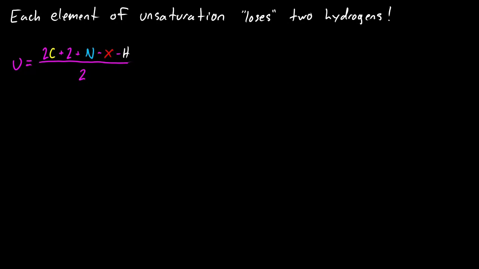So this is the formula that we're going to use here. 2 times the number of carbons plus 2, plus the number of nitrogens, minus the number of halogens, minus the number of hydrogens, divided by 2. Now, the reason why the formula works the way it does is going to be covered later in Organic 2. For now, we just need to be able to use this.